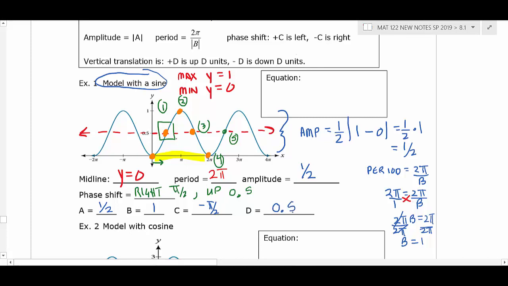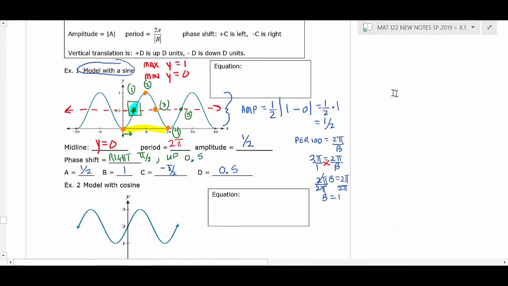All right. So again, the key thing if you're modeling with a sine, and I can't emphasize this enough, is you got to look at this point right there. That will tell you how it's phase shifted and whether it's moved up or down, because you expect that point to start there. Now we're ready to get our answer to this.